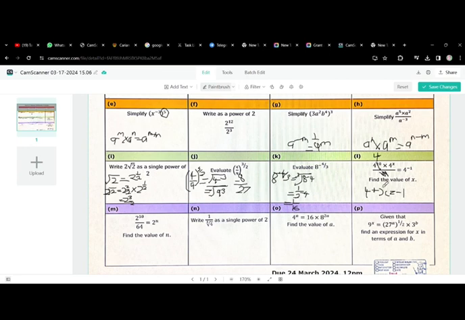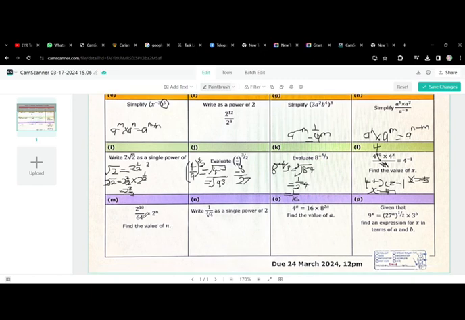We extract the indices already. And you may be wondering why it is plus. It's because a power of m times a power of n equals a power of m plus n. So 4 plus x equals negative 1. Now we have to find the value of x. So x equals negative 1 minus 4, so x equals negative 5. So now we'll be moving on to question M.